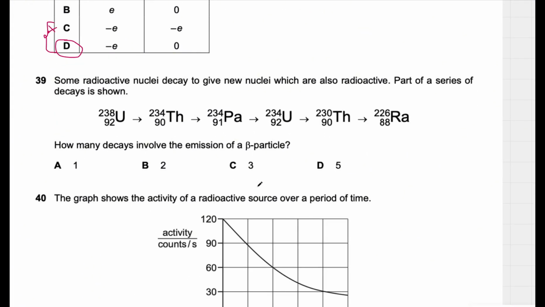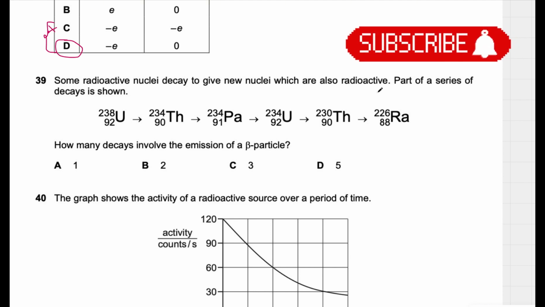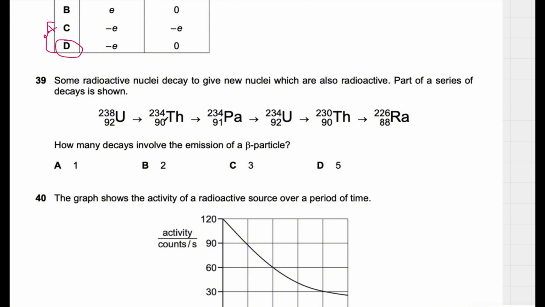Question 39 says some radioactive nuclei decay to give new nuclei, which are also radioactive. Part of a series of decays is shown. So this one decays to this. You can see it loses 4. There's alpha emission here from 238 to 234. So it has emitted an alpha particle, which means you have 4 and 2. That has been emitted even though it's not shown.